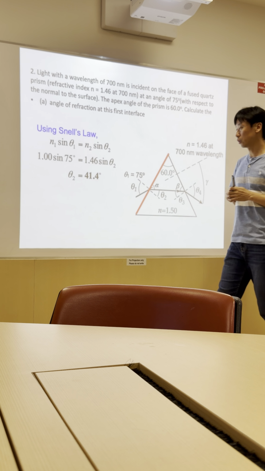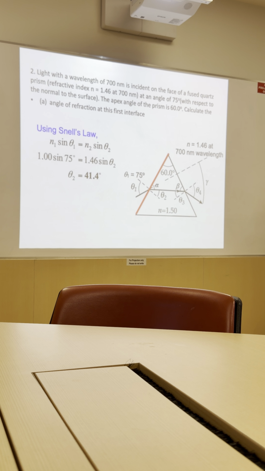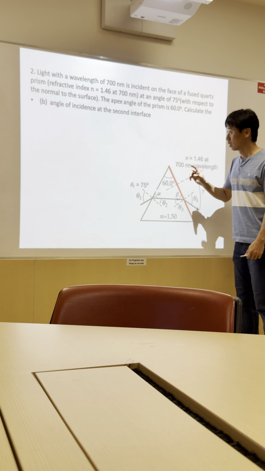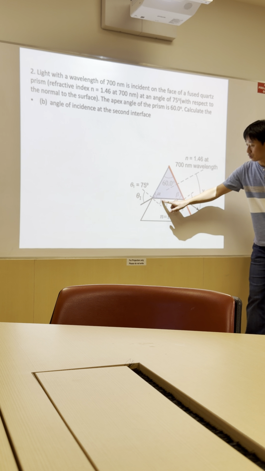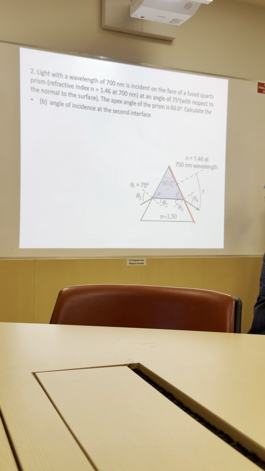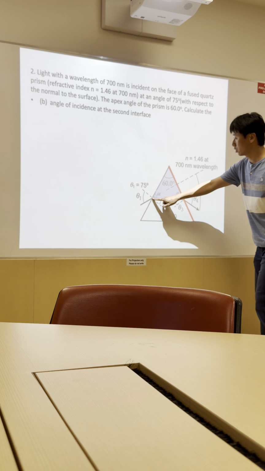Then theta 2 is 41.4 degrees. So this is the 41.4. And now, next question. So this theta 2 is 41.4 degrees. Then you want to define theta 3. This is a matter of the geometry of the triangle. Okay, then let's draw this triangle.